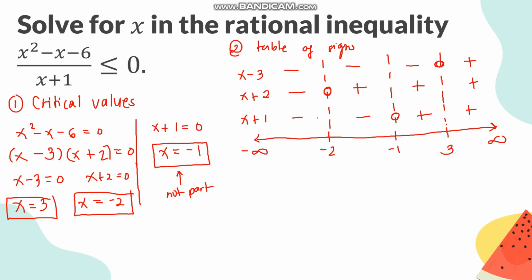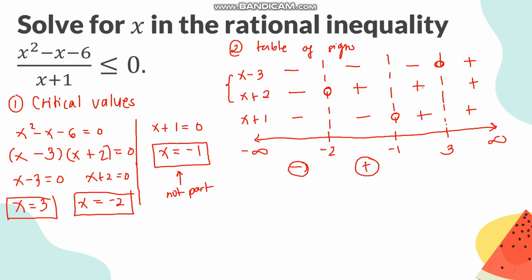Now all we have to do is to identify or simplify the signs. So let's identify what will be the sign for each interval. Here we have negative and negative. Since these are from the numerator, let's multiply and then divide by x plus 1. So negative times negative is positive. Positive divided by negative is negative. Next, negative times positive is negative. Negative divided by negative is positive.